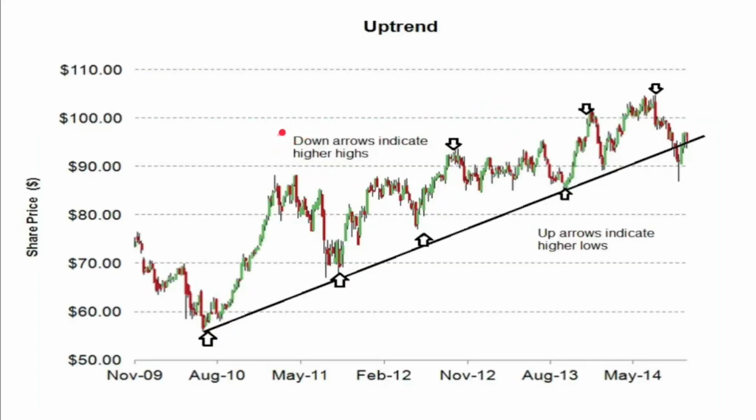Now let's talk about an uptrend example. So an uptrend example looks like this in real charts. As you can see, the stock is making higher lows. As you can see, it is making higher lows and higher highs. So this is what uptrend is.